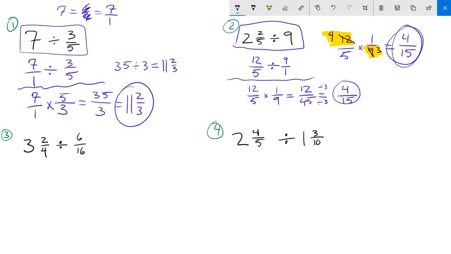3 2/4 divided by 6/16. So once again, the first thing I'm going to want to do is turn both numbers into improper fractions. So 3 and 2/4 becomes 14/4, right? 4 times 3 is 12, plus 2 is 14/4.